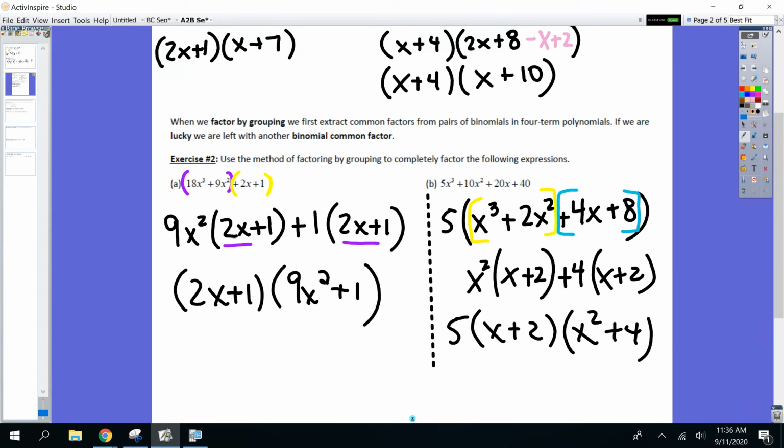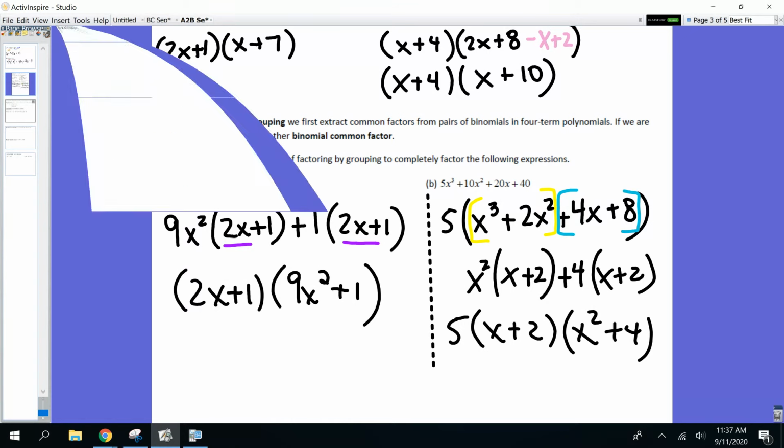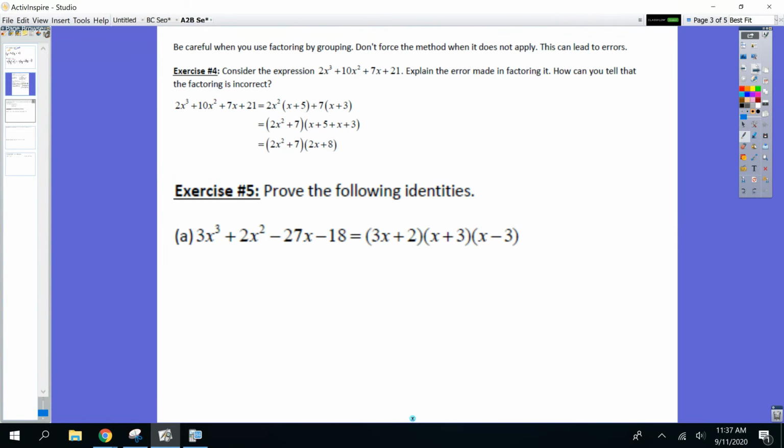Okay, one little thing I wanted to tell you about grouping. Take a look at example 4. Do not force grouping if it doesn't work. Everybody thinks, oh, this is a grouping problem, so I need to group, I need to group, I need to group. No. Take a look at this example because I made a mistake when I did this.